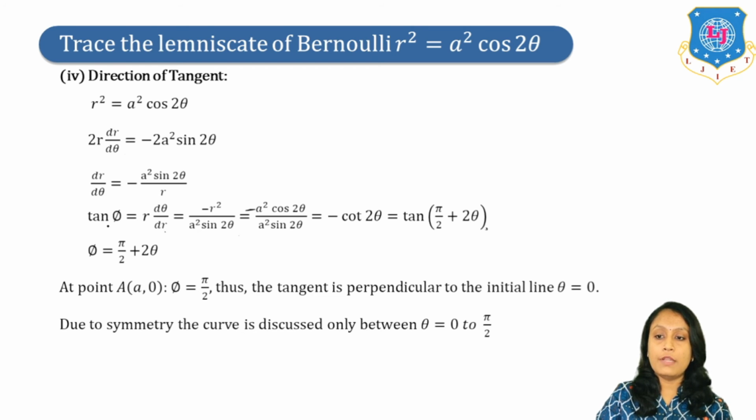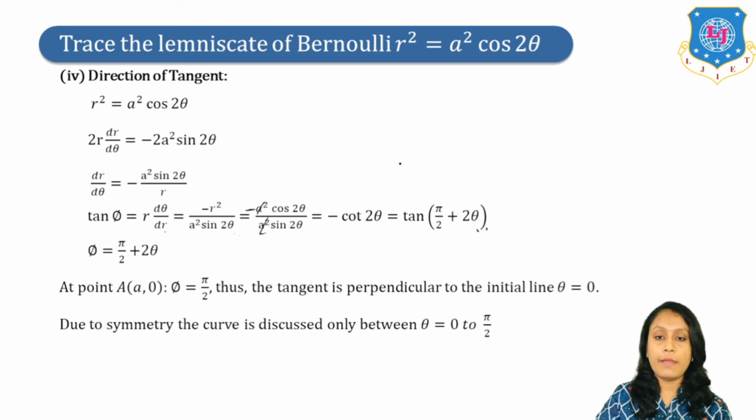Now we have the formula tan phi equal to r d theta upon dr. First we substitute the value of d theta upon dr. We have dr by d theta as minus a square sin 2 theta upon r. Reverse it, and we have r already, so this is minus r square upon a square sin 2 theta. Substitute r square, that is a square cos 2 theta. This a square will get cancelled, so we have minus cot 2 theta, and this is tan of (pi by 2 plus 2 theta).